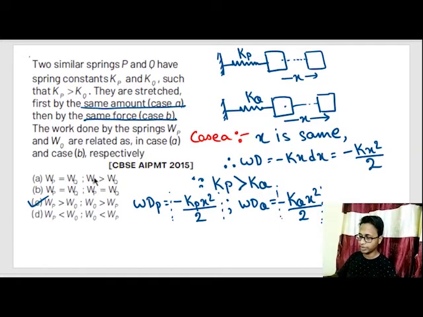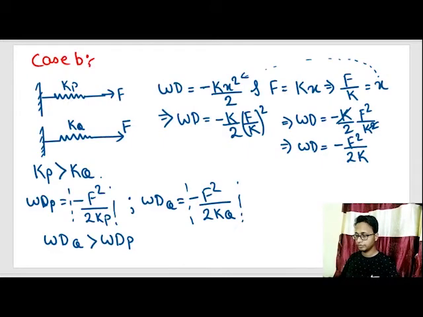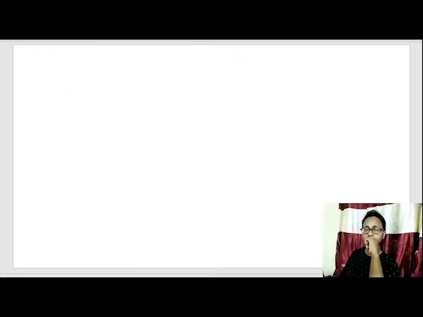If you see the options, the most suitable option is this. So our correct option is option number C. Now we'll understand the relation between force and potential energy.